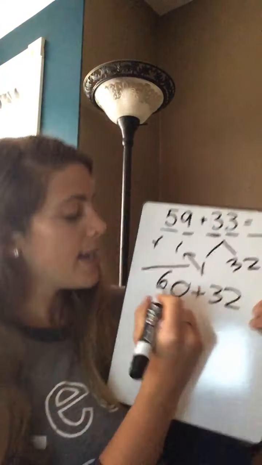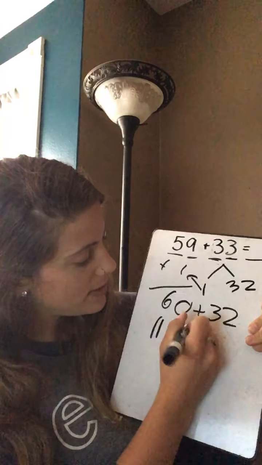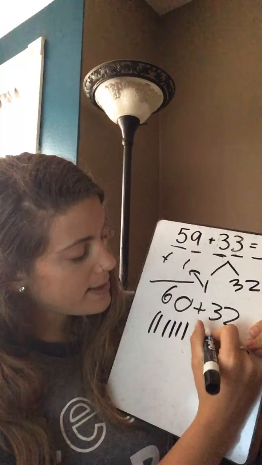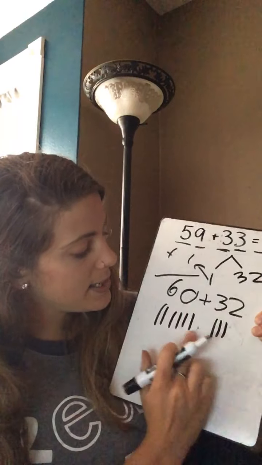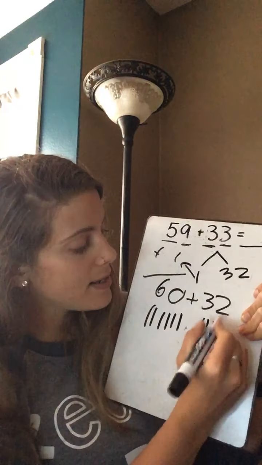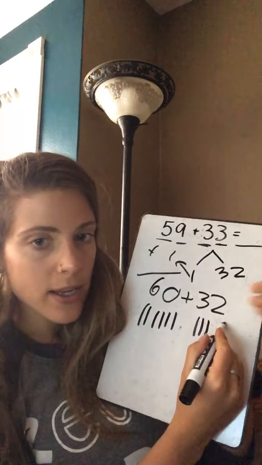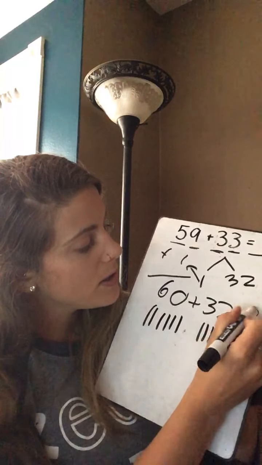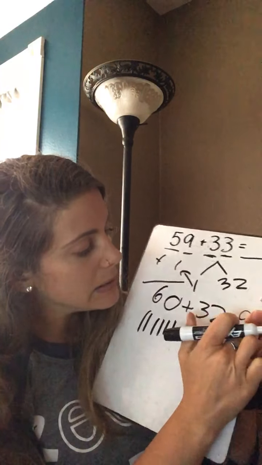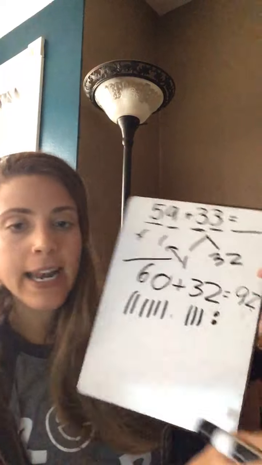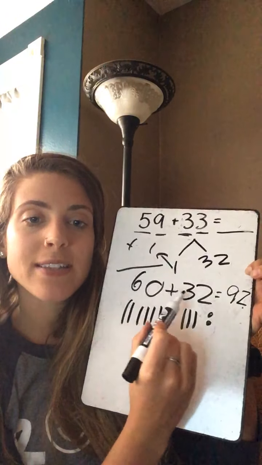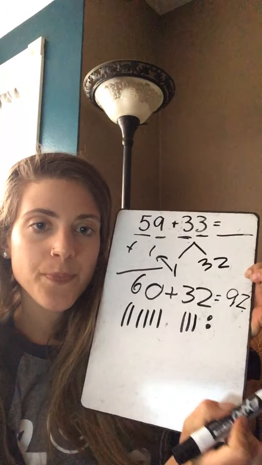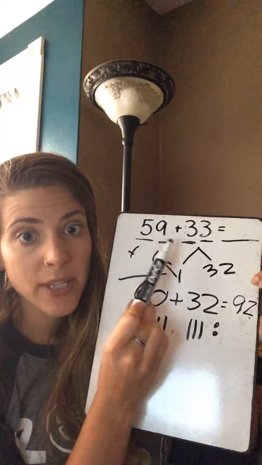So let's add our 10s. 10, 20, 30, 40, 50, 60. And then we add 3 more 10s. So it's 60, 70, 80, 90. Plus 2 more, 91, 92. So we solved, my marker got really sloppy, 92. So 60 plus 32 is 92, which is the same as 59 plus 33.